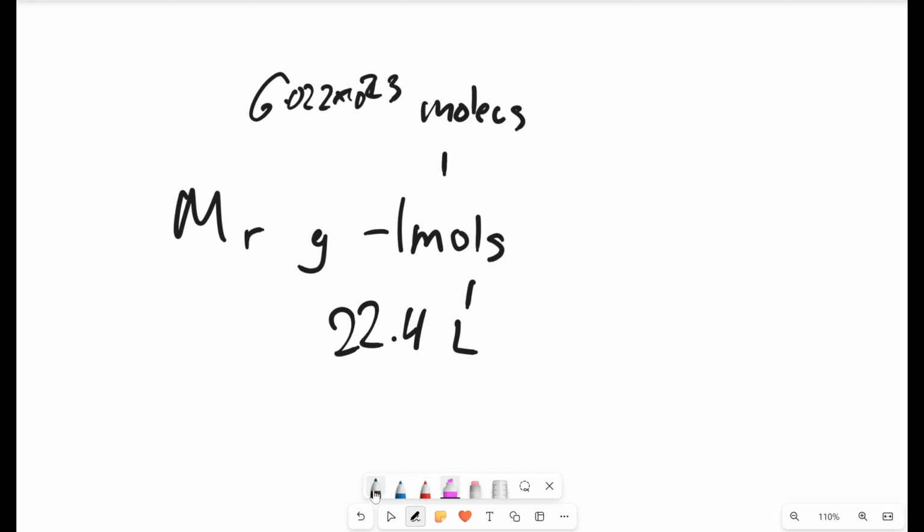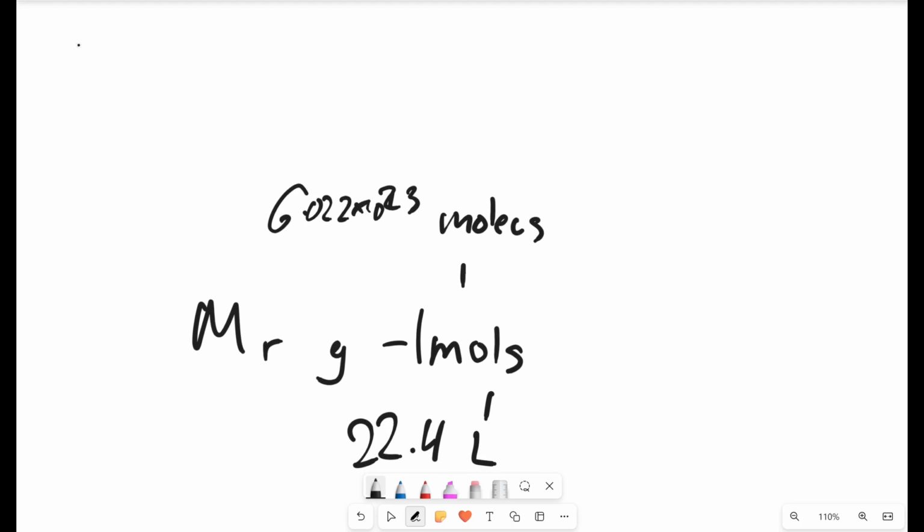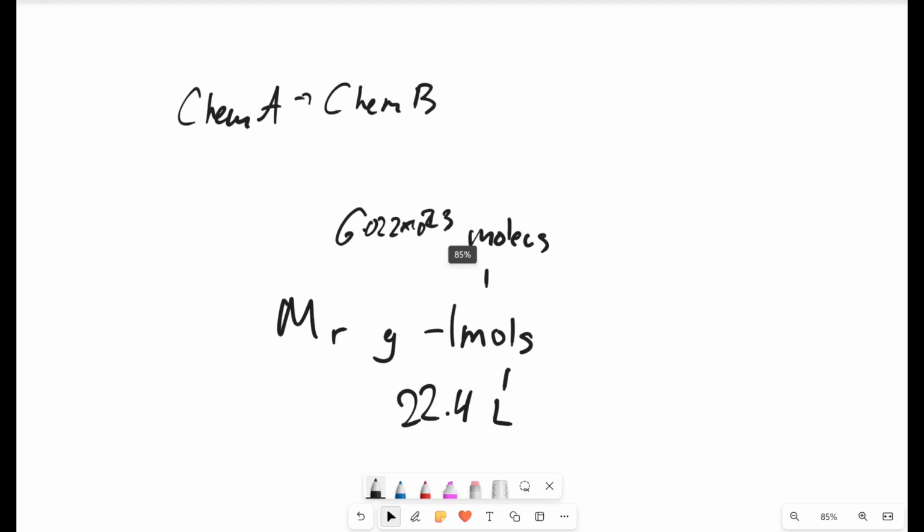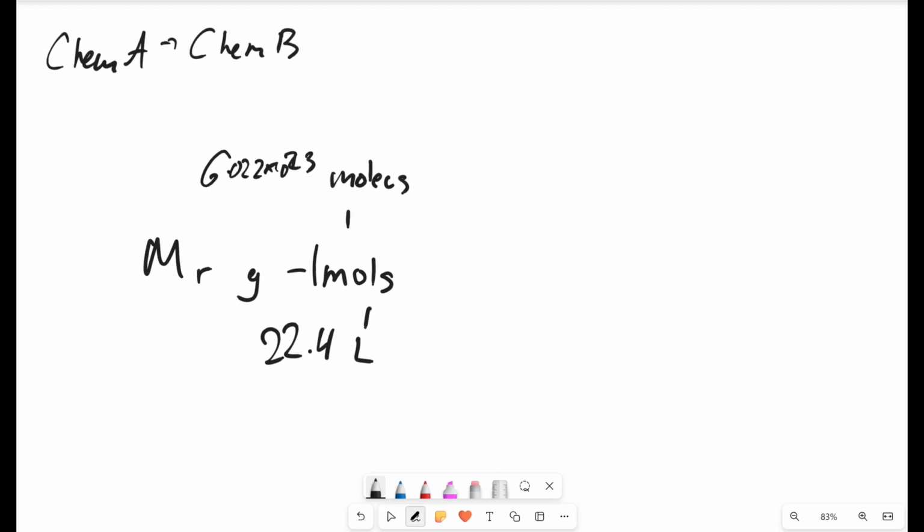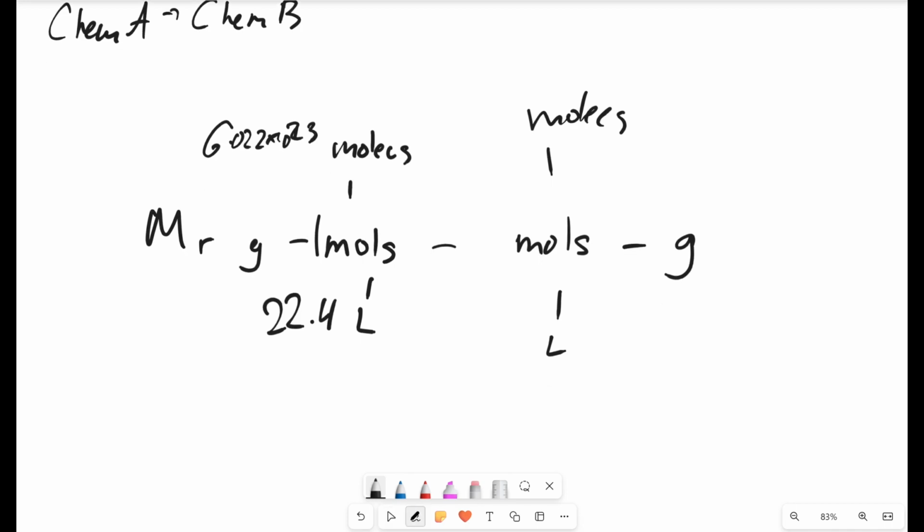But what if we're going between multiple chemicals? What if I want to go from chemical A to chemical B? Then this slightly falls apart, and there's only one really major difference that you have to consider, and that's the fact that we can mirror this guy like this. It looks super simple, but to go from moles to moles, we can't just assume a 1-to-1 ratio. We have to use the balanced chemical equation.